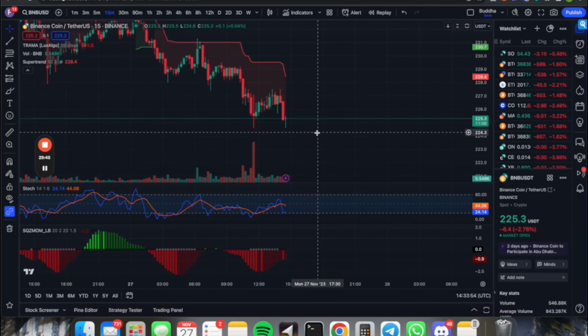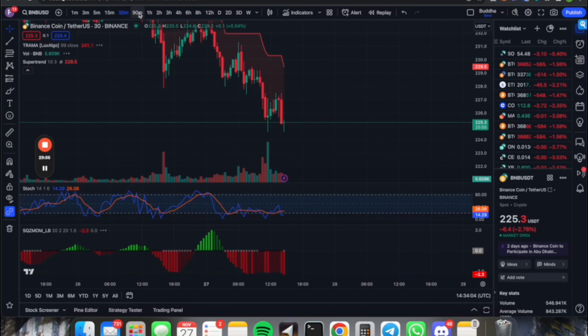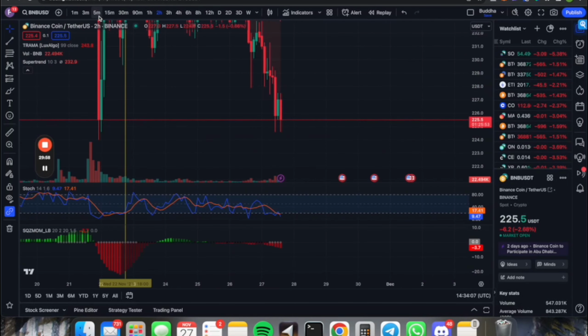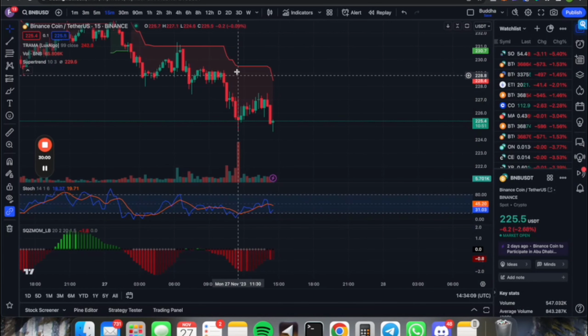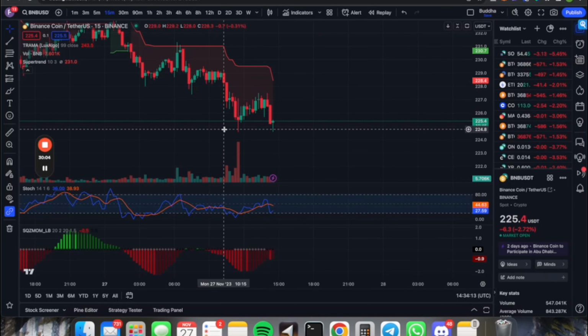So what I do is I look at the stochastic. Is it topped or bottomed? Is it going up and down? And then I just look at all other time frames and see how they're aligned, right? What do the higher time frames do? What do the lower time frames do, right? Essentially what I just explained with the BNB example.